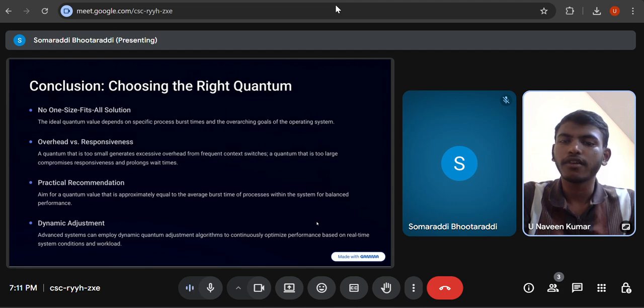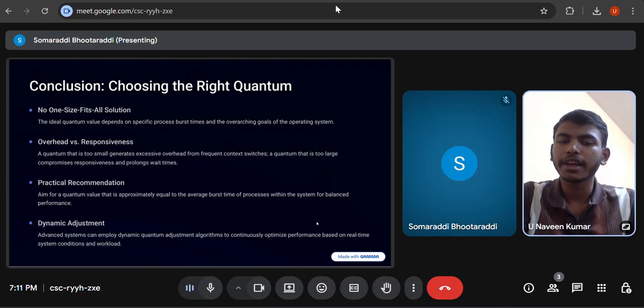And the trade off is overhead versus responsiveness. A quantum that is too small generates excessive overhead from frequent context switches. Small quantum means good responsiveness but more overhead; large quantum means less overhead but poor interactivity. OS designers must balance this.